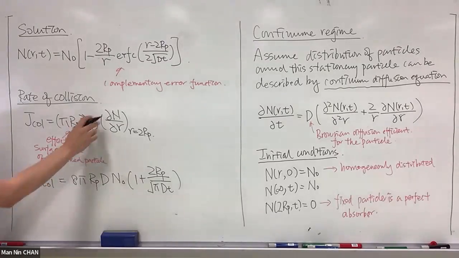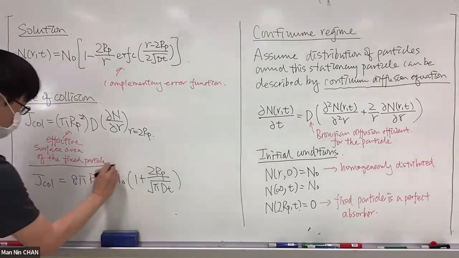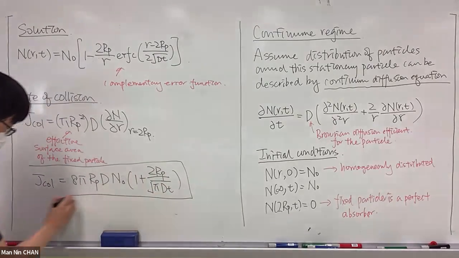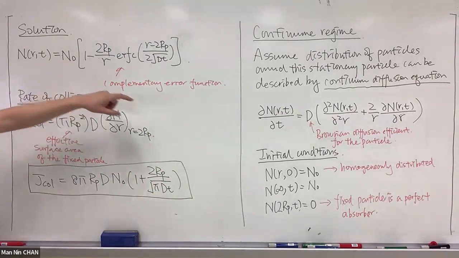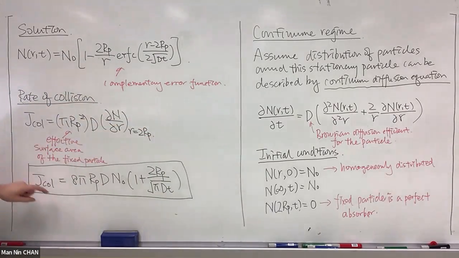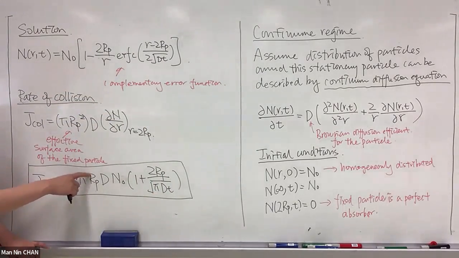Okay, so now if you're solving this equation, this is the equation for the rate of the collision of the particle to a fixed particle. So this is the rate of the collision. Now you can see the rate of the collision would be equal to 8 pi times this RP.